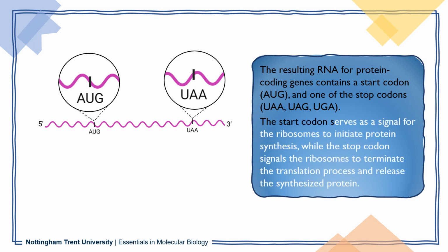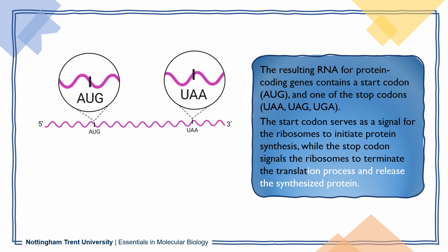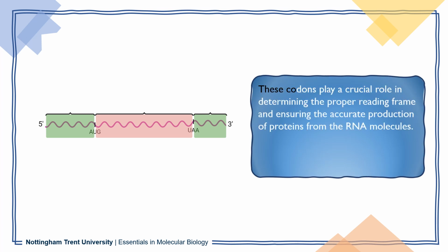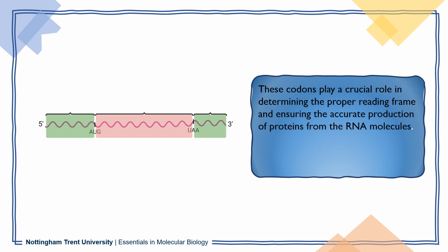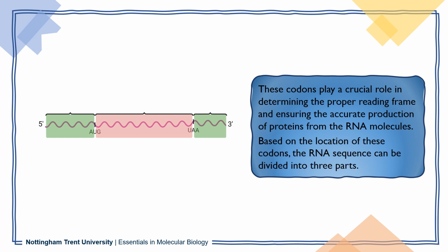The start codon serves as a signal for the ribosomes to initiate protein synthesis, while the stop codon signals the ribosomes to terminate the translation process and release the synthesized protein. These codons play a crucial role in determining the proper reading frame and ensuring the accurate production of proteins from the RNA molecules. Based on the location of these codons, the RNA sequence can be divided into 3 parts.